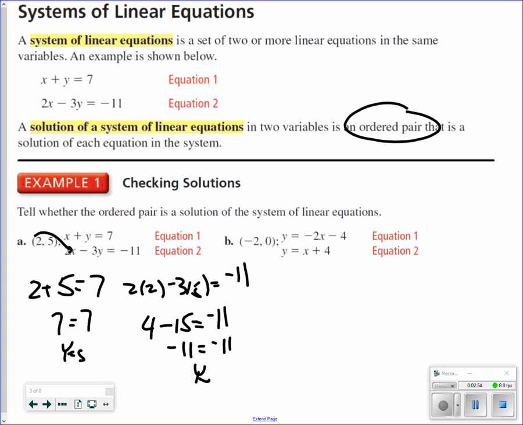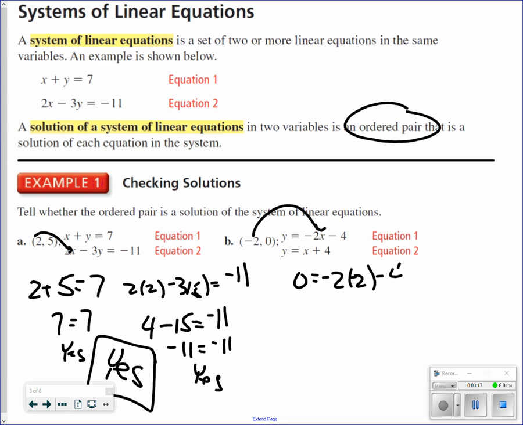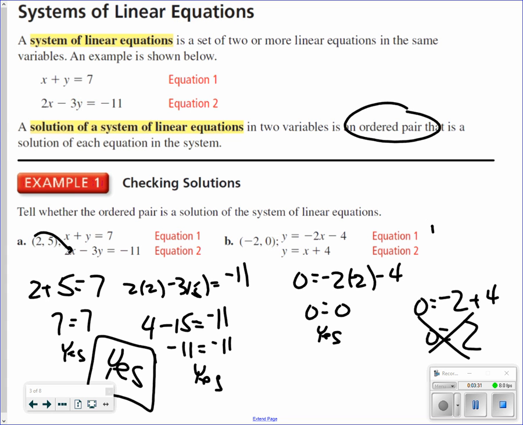And so therefore, if it's yes for the first equation and yes for the second equation, then it's yes for the entire question. If either one is a no, it's a no for the entire question. So just because it might work in one equation, it may not work in the other. For instance, in this one, -2 in for x and 0 in for y, it does work in the top equation, but it doesn't work in the bottom. So therefore, the answer to this is no, because it does not work in the bottom equation.